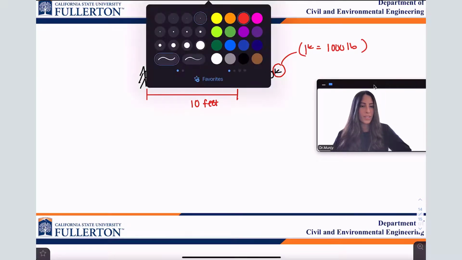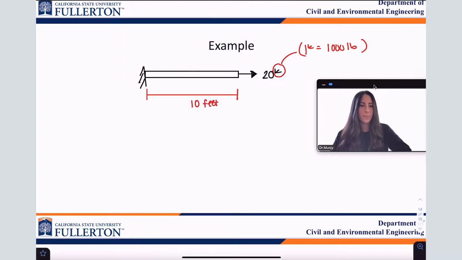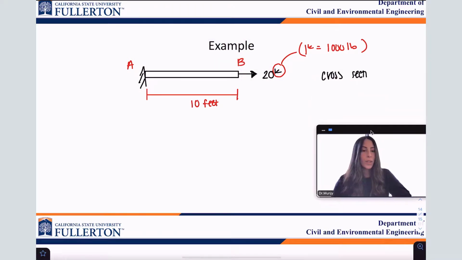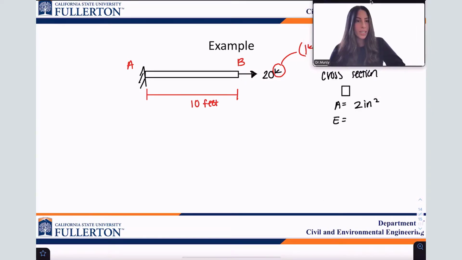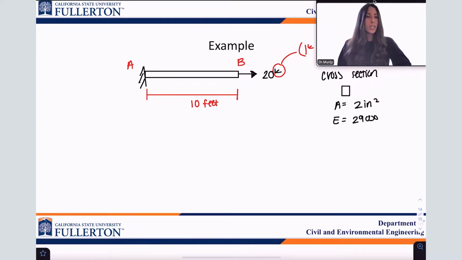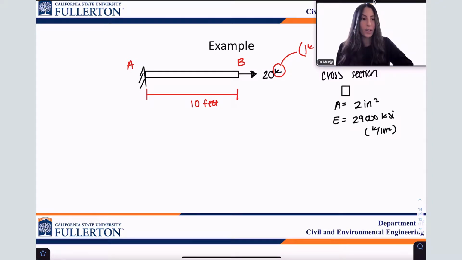Okay? And again, I'm going to put here 1 kip is equal to 1,000 pounds, just in case you didn't know that conversion. Okay. Now, we have point A, which is the fixed point. We have point B, which is where we're applying that 20 kip force. And also, we have the cross-section of the element, which is a square, and the area is given as 2 inches squared. Okay, we need one more piece of information to solve for this. So, the modulus of elasticity is equal to 29,000 ksi, which is kips per inches squared. Remember, 1 kip is 1,000 pounds.